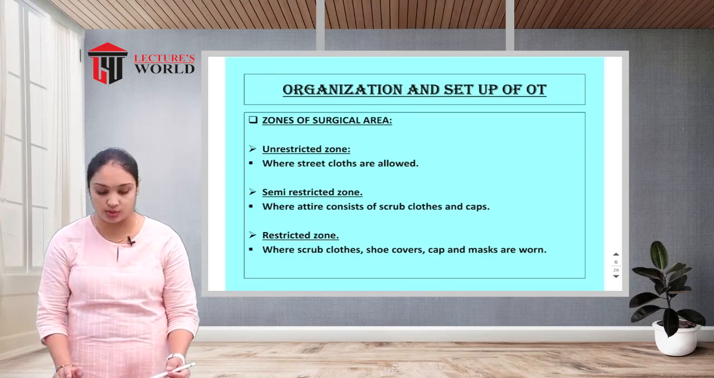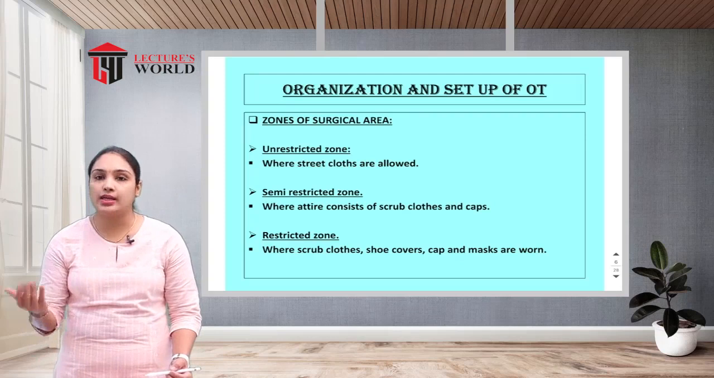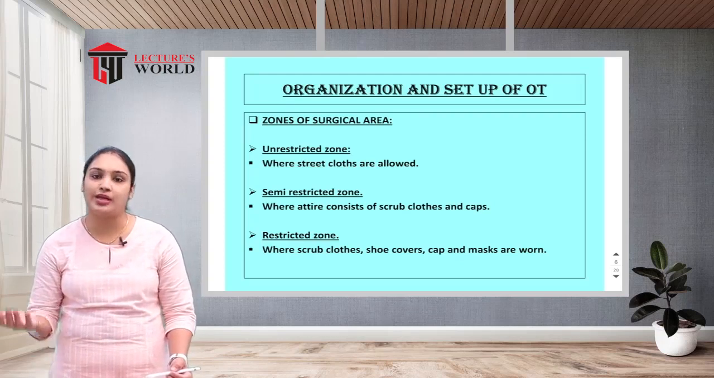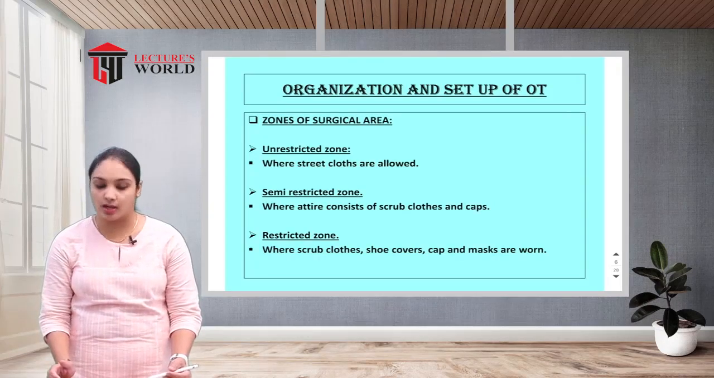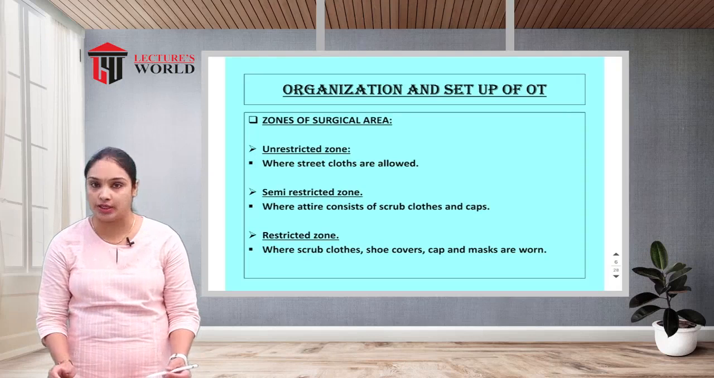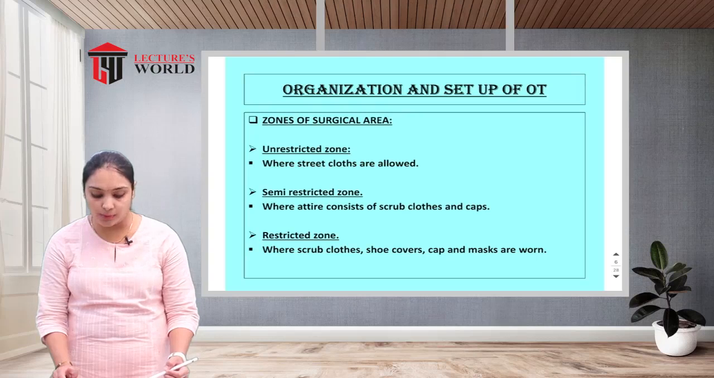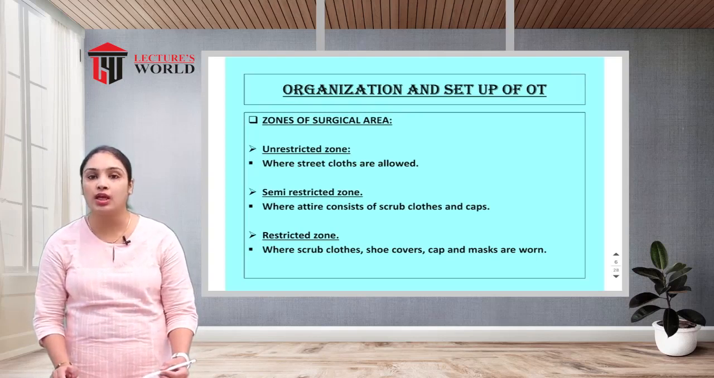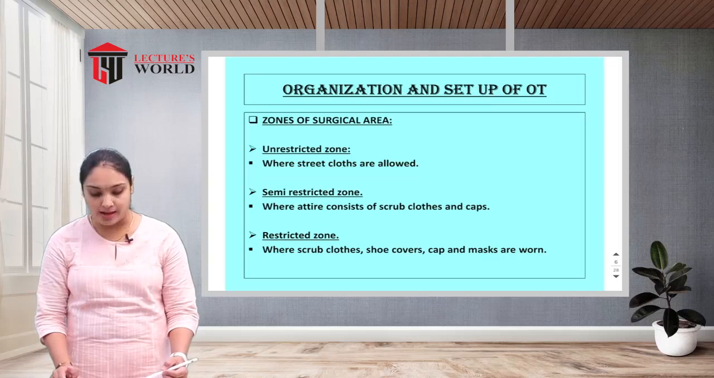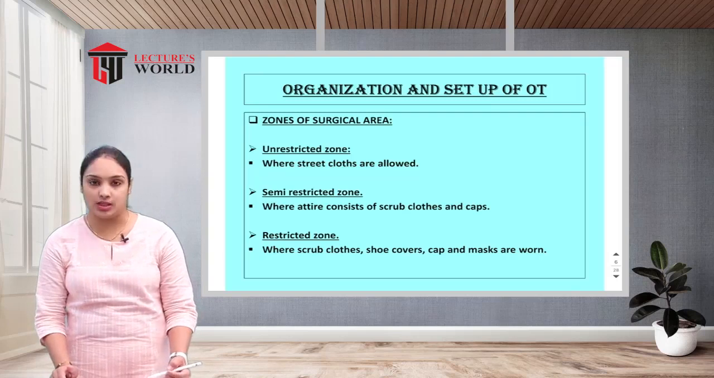In the unrestricted zone, street clothes are allowed. Whenever relatives or healthcare personnel come outside of the operation theatre, they are allowed in street clothes. They can enter the unrestricted zone. Next is the semi-restricted zone, where attire consists of scrub clothes and caps. After the unrestricted zone, there is a changing room for the staff. You have to change, wear the operation theatre clothes, cap and mask. After wearing those clothes, you can enter the semi-restricted zone.